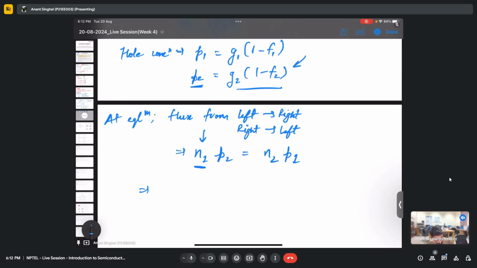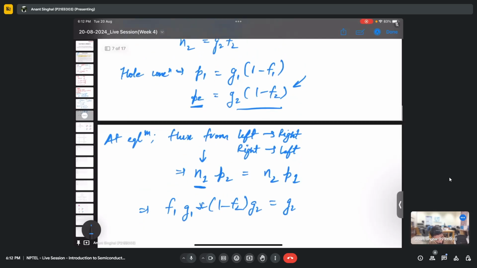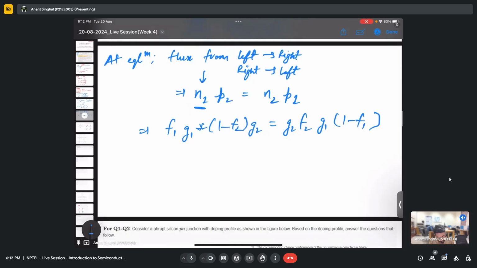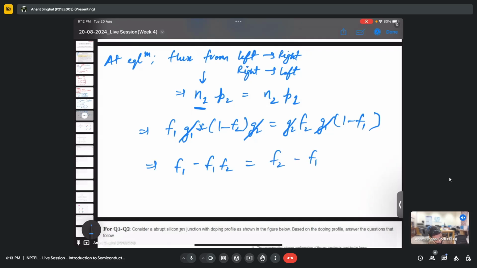If I substitute all the values, N1 is F1 G1 and P2 is 1 minus F2 times G2, and N2 is G2 F2, and P1 is G1 times 1 minus F1. If you can see, I can directly cancel out G1 and G2. The first term will be F1 minus F1 F2, and the other side will be F2 minus F1 F2. The F1 F2 term gets cancelled out. That means the Fermi-Dirac functions are equal.